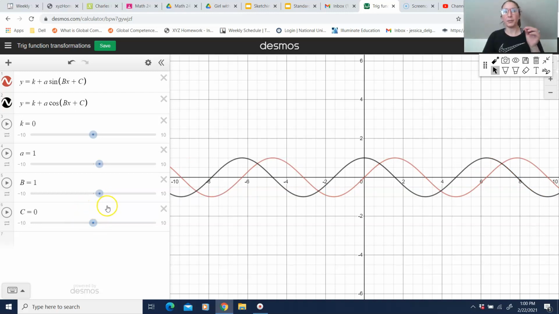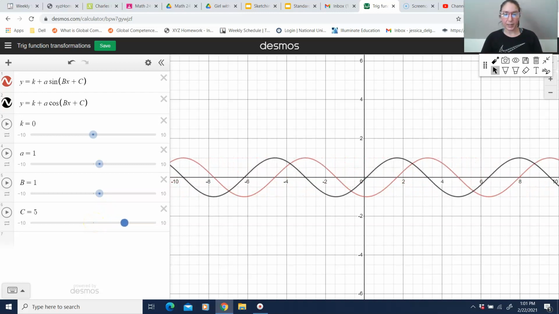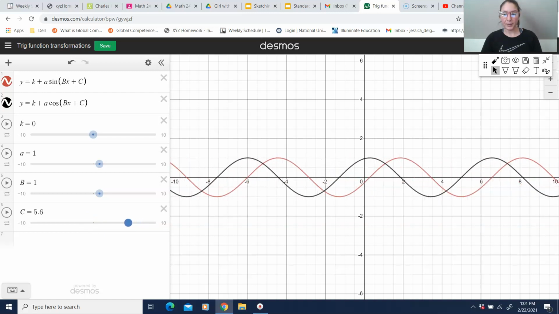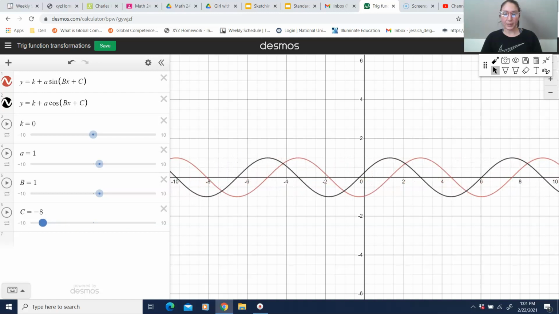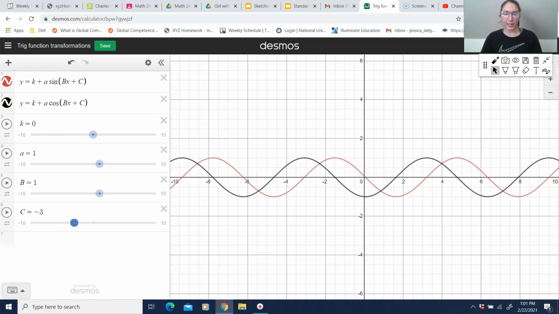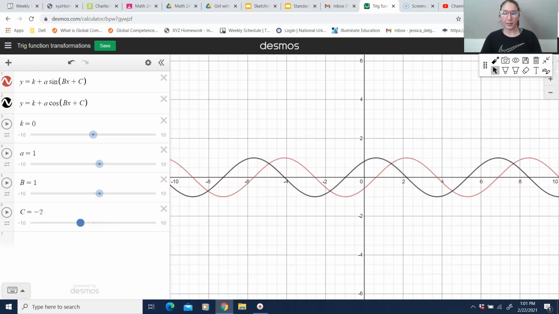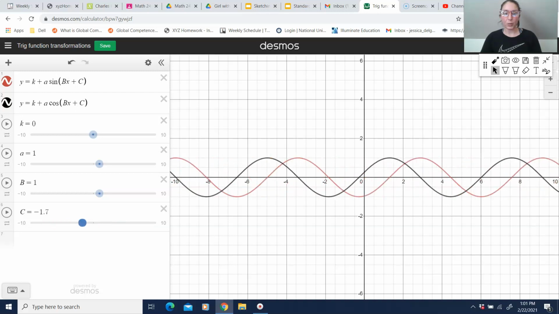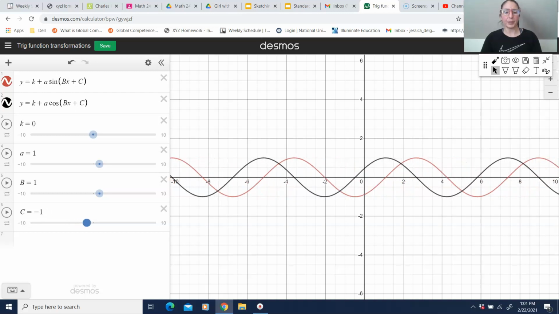The C variable helps with phase shift, which you can think of as a horizontal shift, the whole graph shifted over left or the whole graph shifted over right. As I'm moving C, you can see it looks like rolling waves. The whole graph is shifting left or shifting right. As C gets negative, the graph shifts right. As C comes into the positive, the graph shifts left. So think of C as horizontal shift. Think of K as vertical shift.